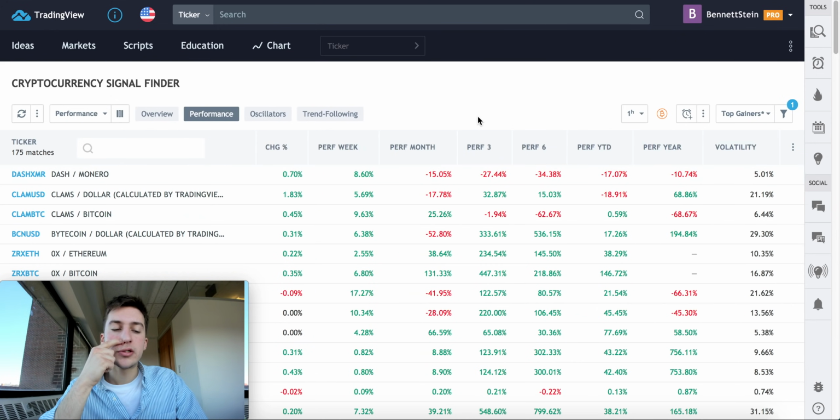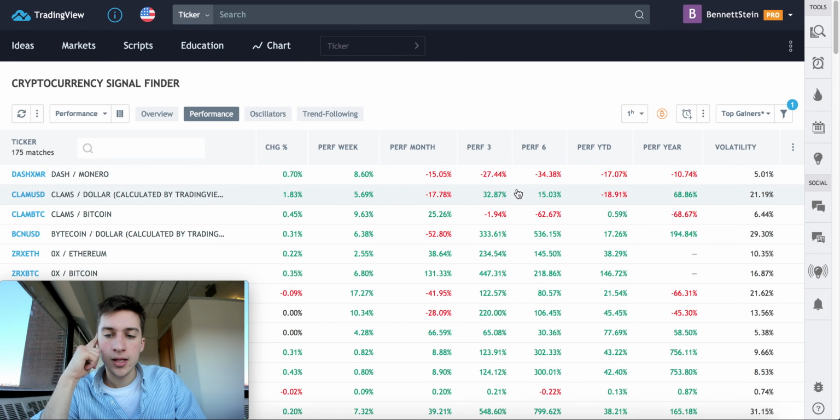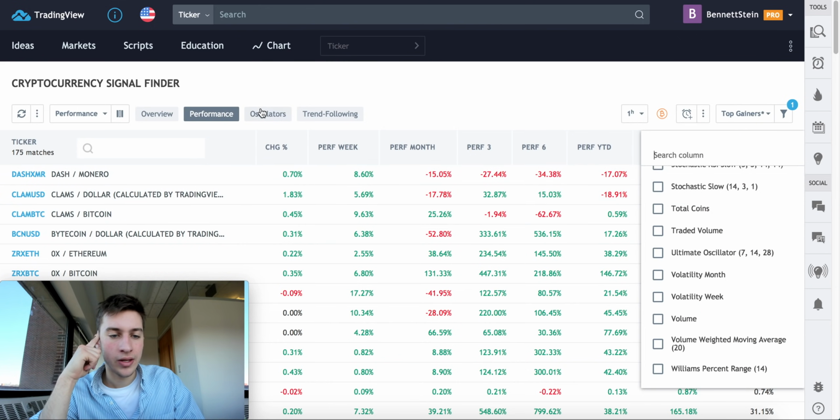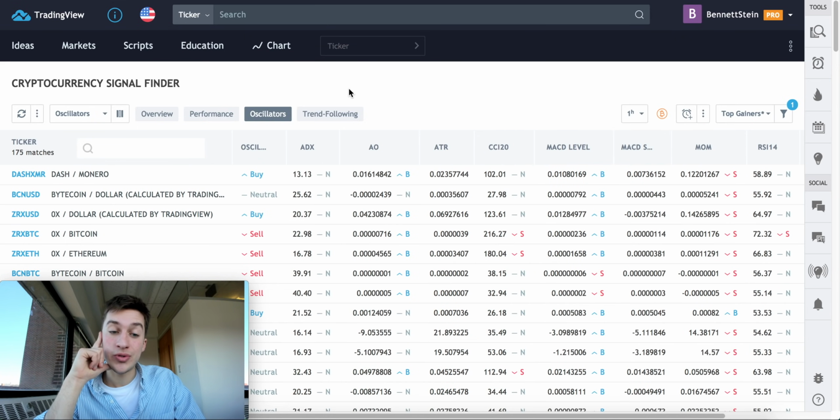Performance. So this is telling me what the performance has been for different types of time frames. So in the last week, this has gone up 8.6%. In the last month, it's gone down 15%. Last year, this has gone down 10%. Here's the volatility. And you can add other things if you want as well. Oscillators and trend following are probably the ones that are used by far the most. So what do these mean?